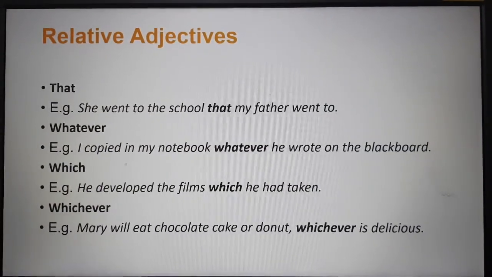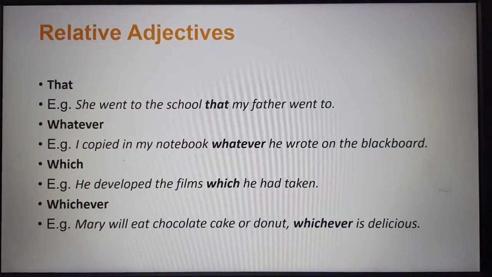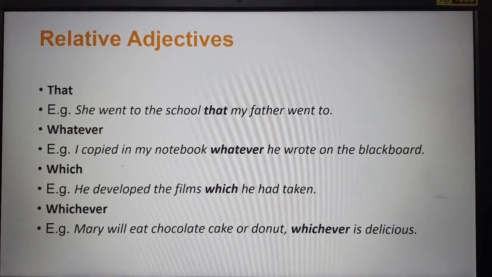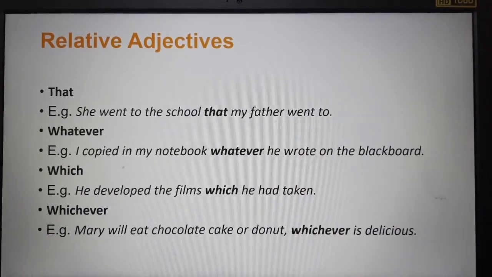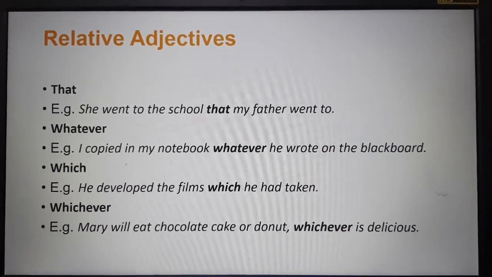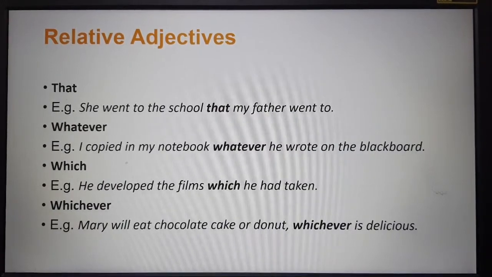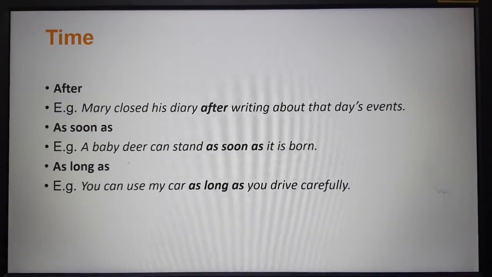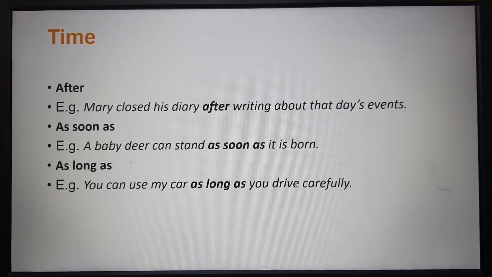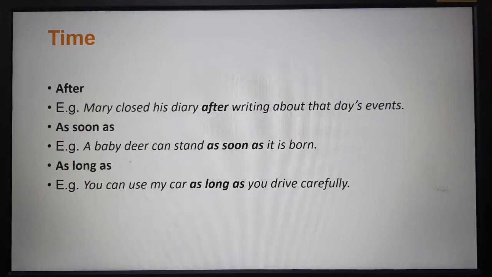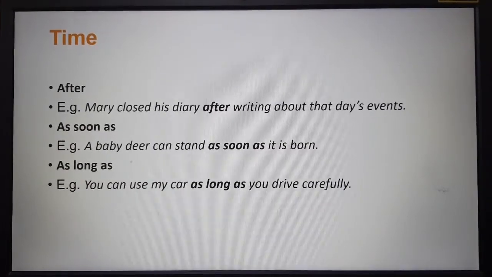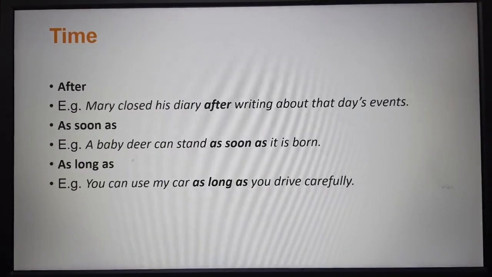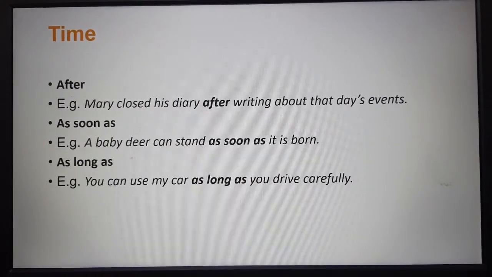Now, relative adjectives. That: she went to the school that my father went to. Whatever: I copied in my notebook whatever he wrote on the blackboard. Which: he developed the films which he had taken. Whichever: Mary will eat chocolate cake or donut, whichever is delicious. For time also: after, Mary closed his diary after writing about that day's events. As soon as: a baby deer can stand as soon as it is born. As long as: you can use my car as long as you drive carefully.